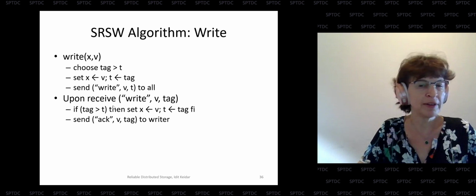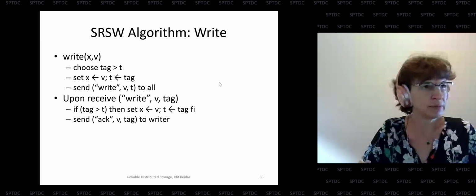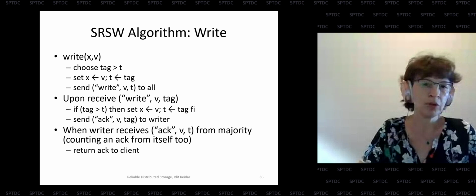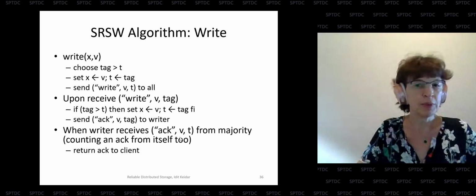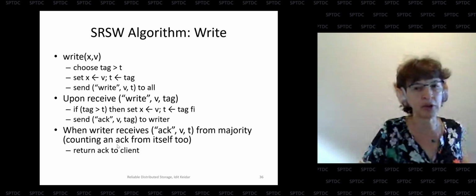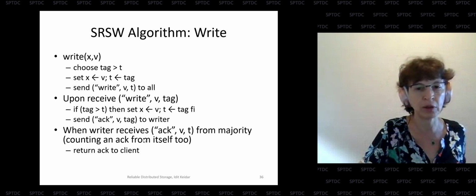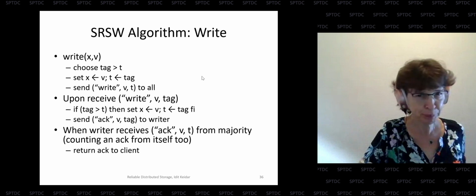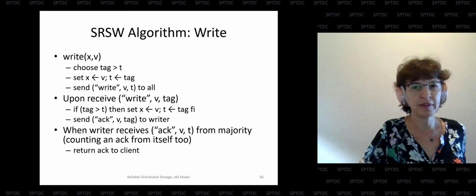Every process that receives this message checks that it's new, and if yes, it sets the value and the tag to the message's value and tag, and sends an acknowledgement to the writer. Now it should be clear when the write can complete, right? As we talked before, the write can wait for an acknowledgement from a majority. Because we don't distinguish clients from servers here, it's also the client and the server, so it counts the acknowledgement from itself too, and returns the acknowledgement to its client. Okay, I hope this is clear.